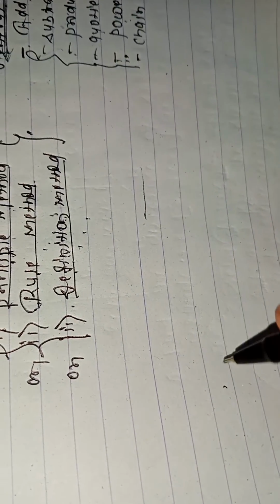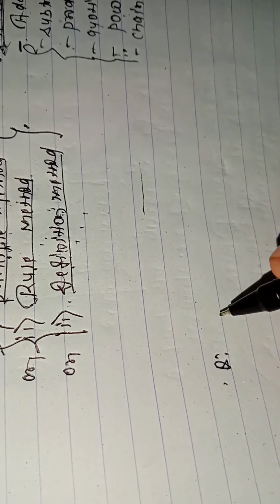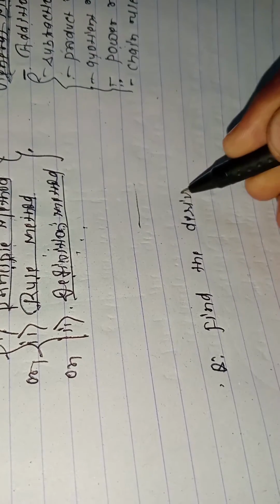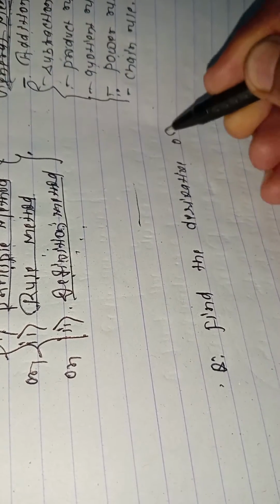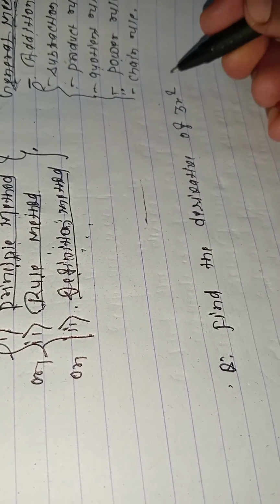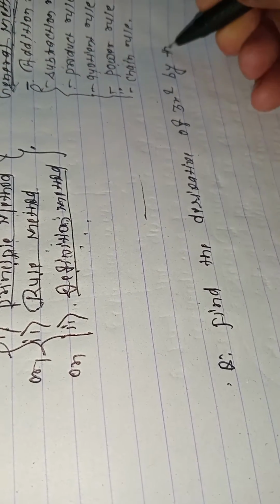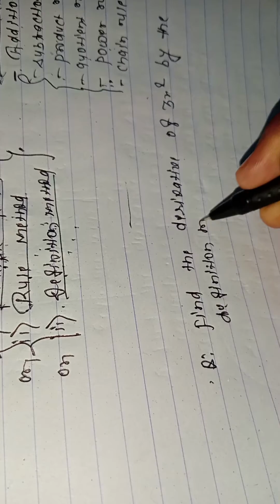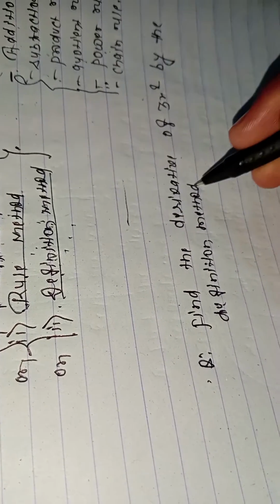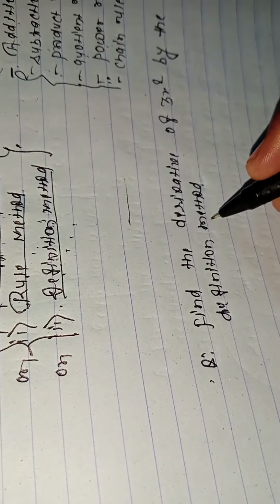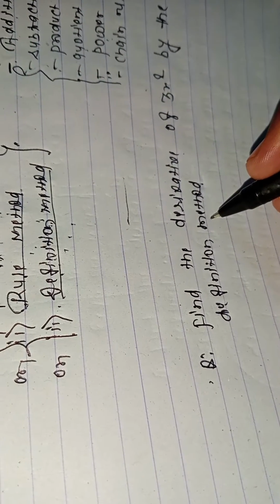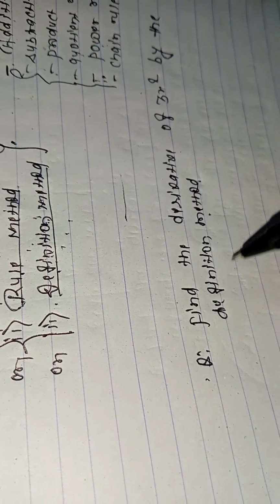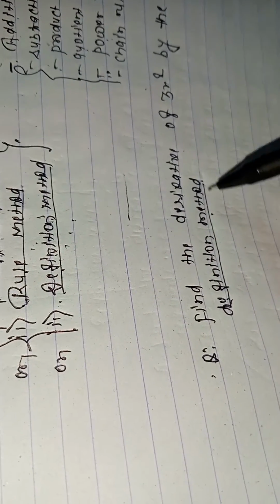I am going to give you one question. The question is: find the derivative of 3x square by the definition method. Instead of the definition method, there may be the rule method or the principal method. So don't worry, my dear students. By any of these methods, principal, rule, or definition, you should follow the same procedure.